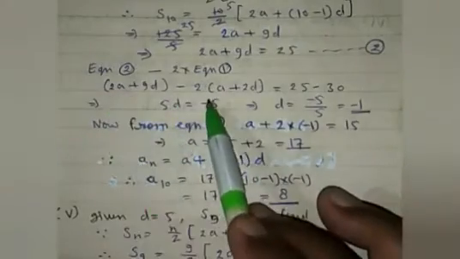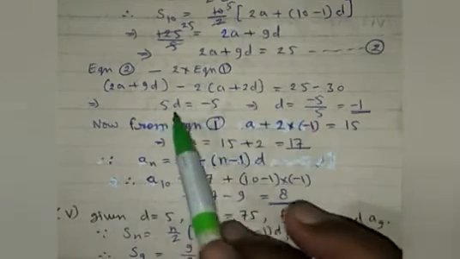Here 2a is cancelled out. Here 9d minus 4d will give 5d. So here 5d equal to 25 minus 30, means minus 5. So here d equal to minus 5 by 5, that is equal to minus 1.